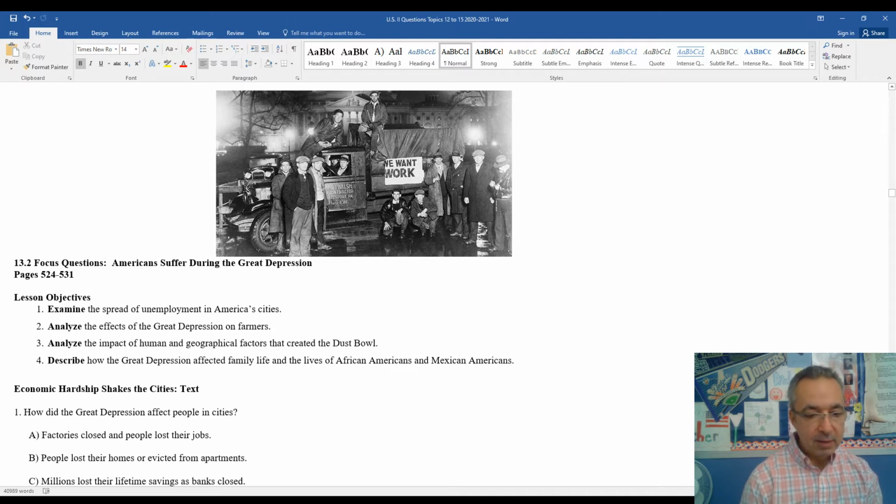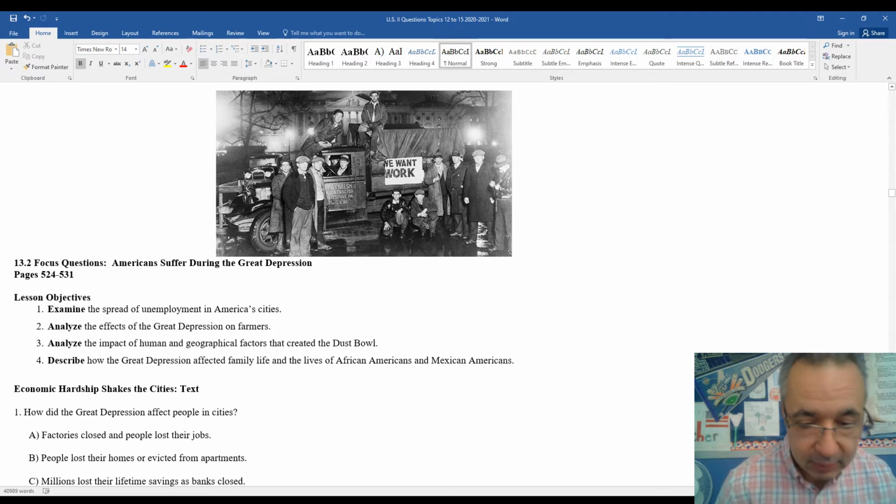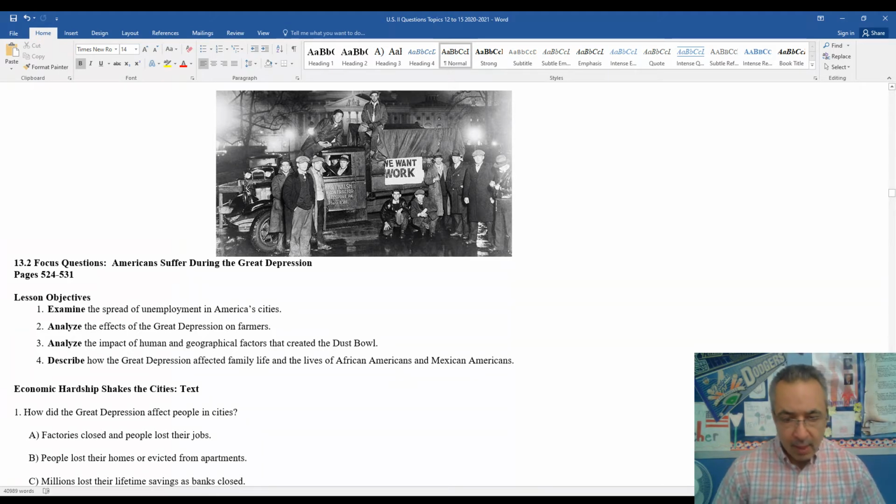We'll look at the impact of human and geographical factors that created the Dust Bowl, kind of a crazy period of time in American history. And then we'll look at the impact that the Great Depression had on different groups of people within American society, including African Americans and Mexican Americans.